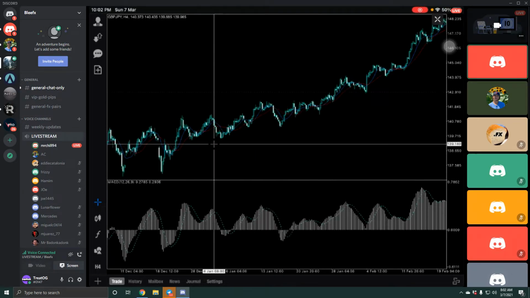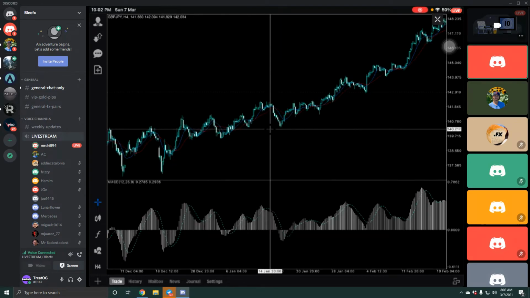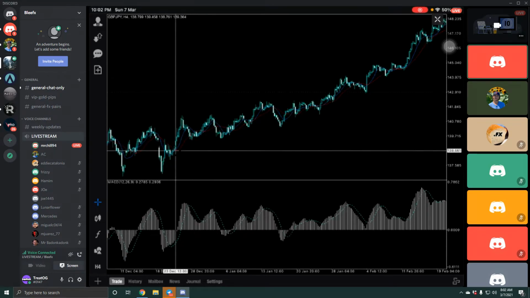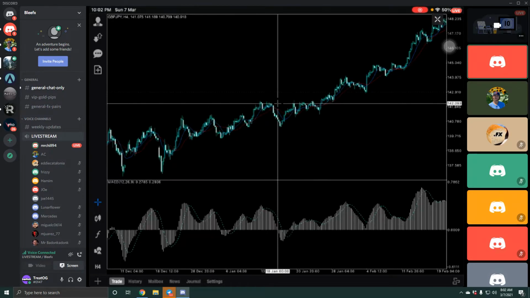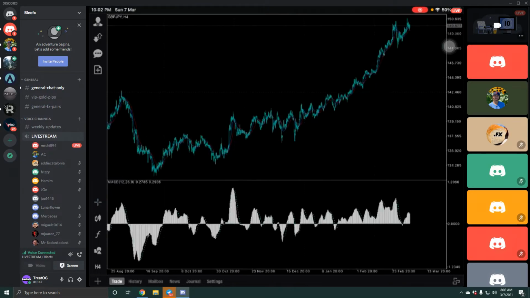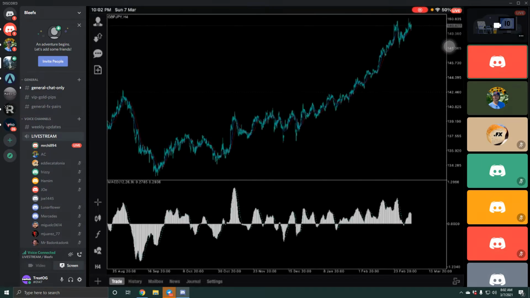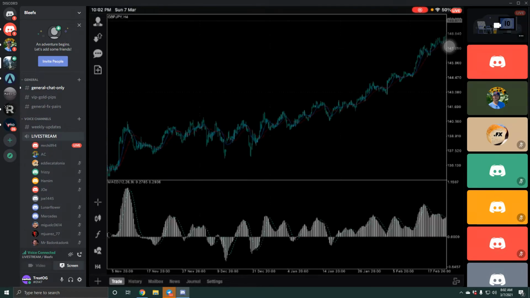So you don't even have any confirmation on this trade at all. Look at this stupid crossover. Cross here, cross there, cross here, cross there. There's no good entry at all, because it's been pushed up.